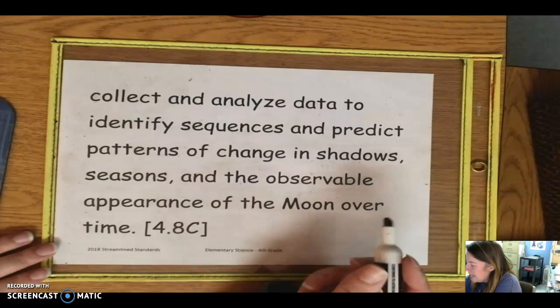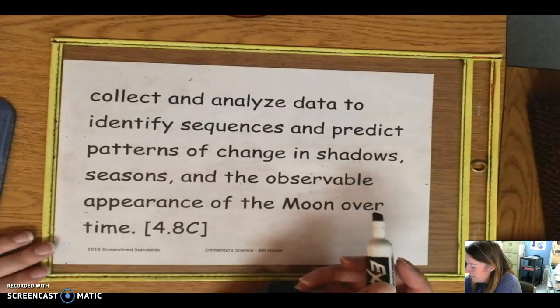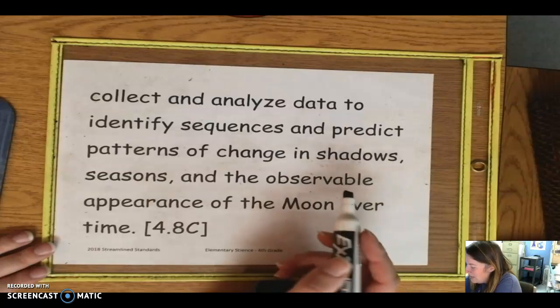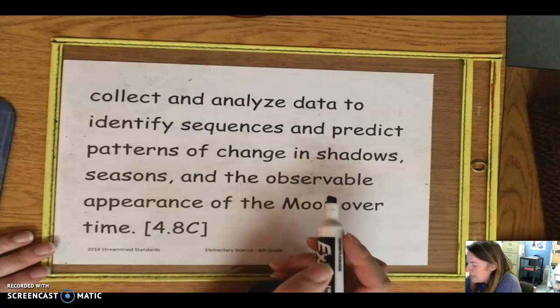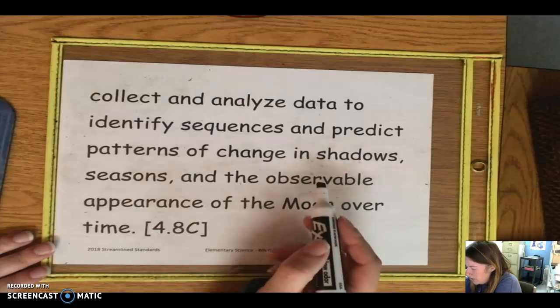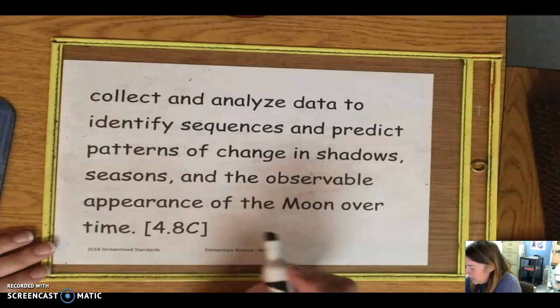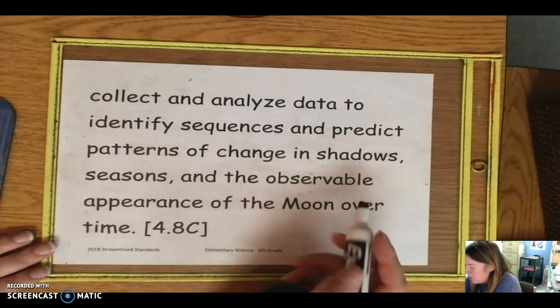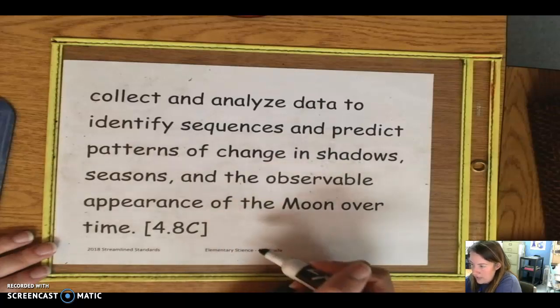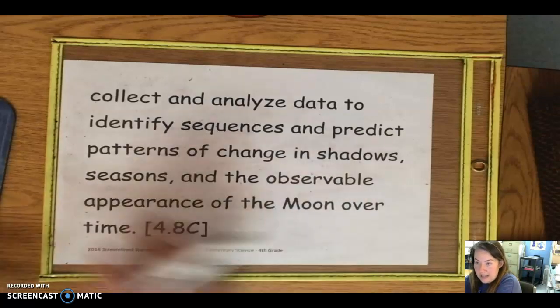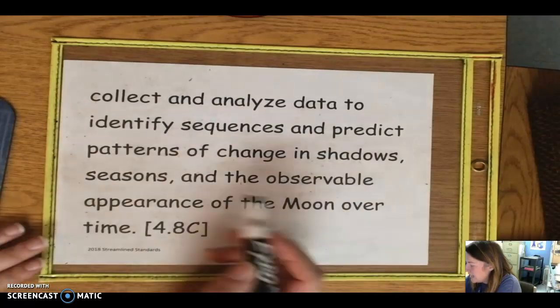It says, collect and analyze data to identify sequences and predict patterns of change in shadows, seasons, and the observable appearance of the moon over time. It's a very wordy TEK. Let's kind of pull it apart to see if we can understand it.